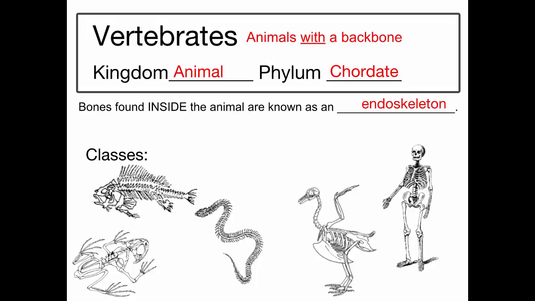Like we said, there's 5 classes. There's fish, amphibians, reptiles, birds, and mammals. All of those organisms have bones. They all have a spinal cord protected by these bones called vertebrae. And we're going to go in order of evolution. So the first vertebrates that had evolved on Earth were fish. So we'll start today by talking a little bit about fish.